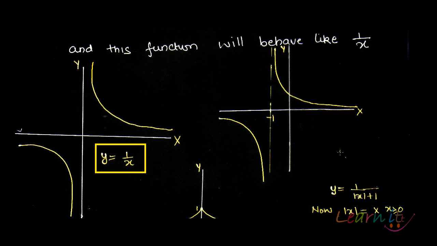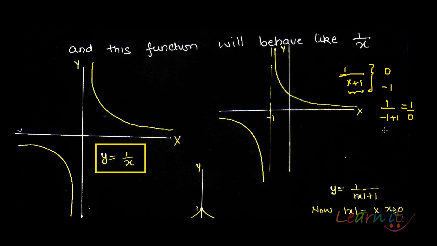Now what will happen to the graph of 1 upon x plus 1? Now the graph of x plus 1, what will happen? Instead of being not defined at 0, this function is not defined at minus 1, because at minus 1, this function becomes 1 upon minus 1 plus 1, which is 1 upon 0, and that is not defined. So you understand, this function will be asymptotic where?